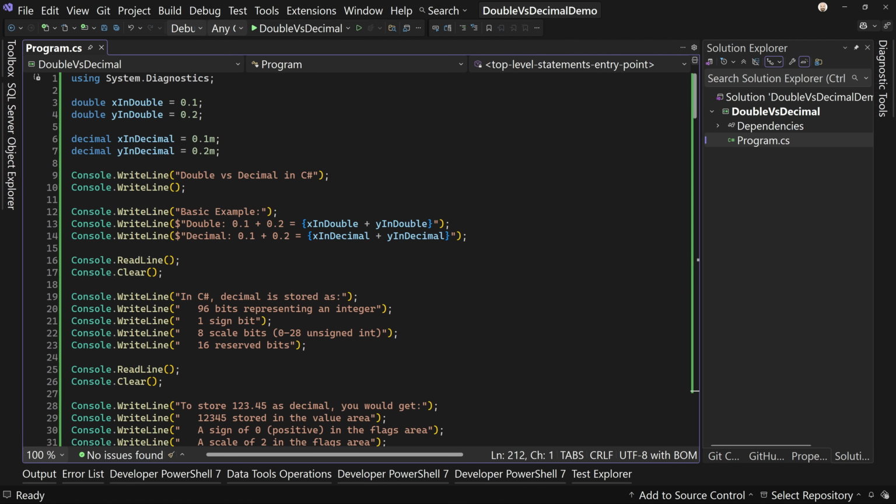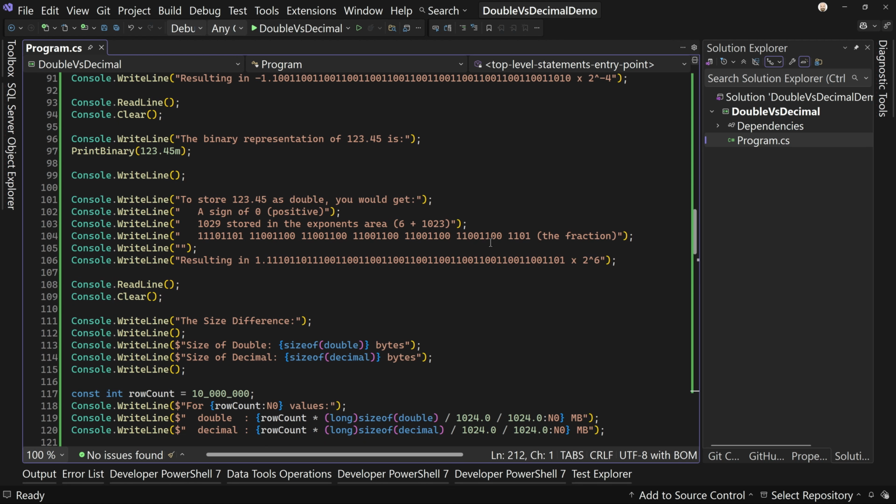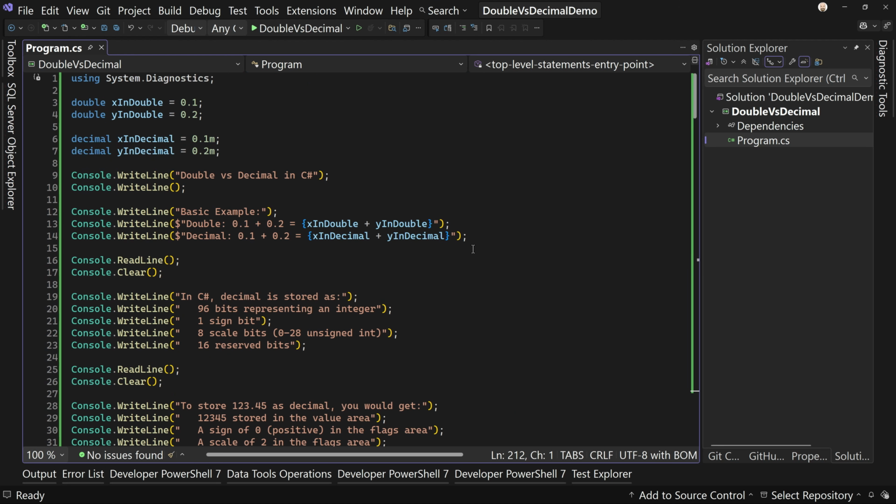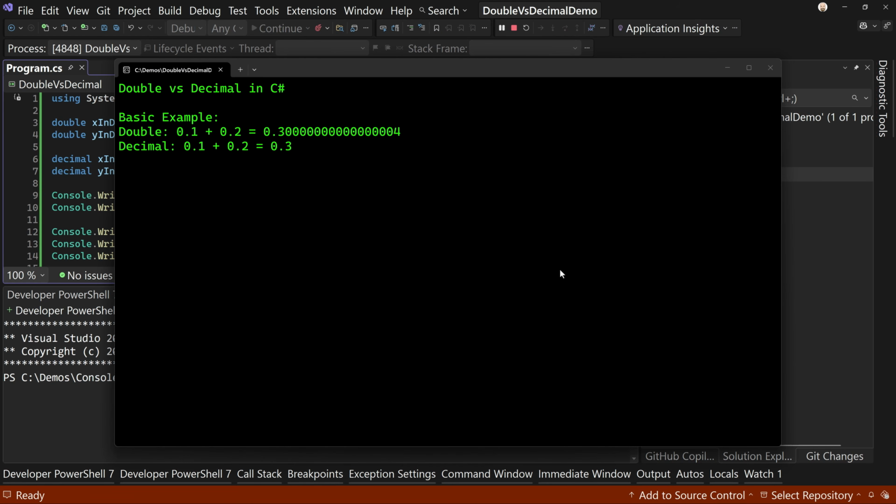Okay, so I already have the code written for this video, and there's a lot here. We're gonna go through a lot, and a lot of this is just showing you what's happening. I'll give you the source code again. That's linked down in the description. But I want to run through this and talk about double versus decimal.